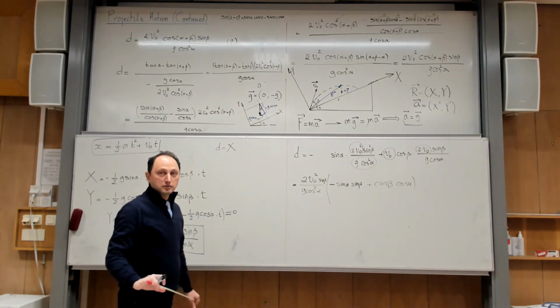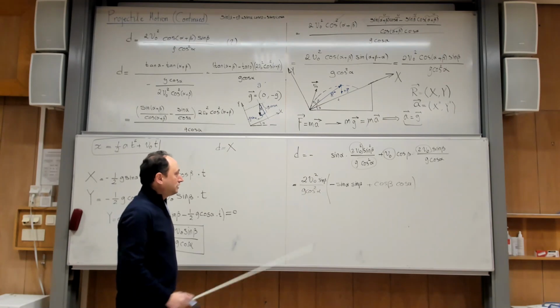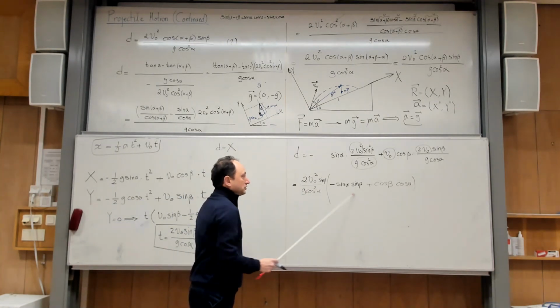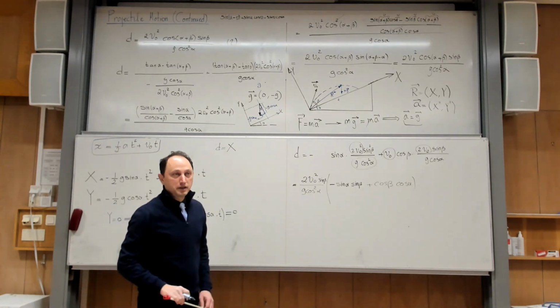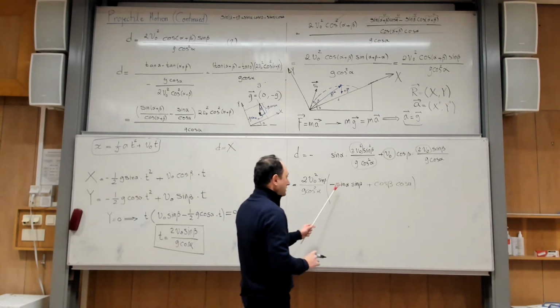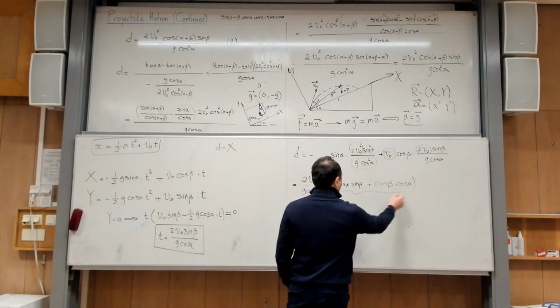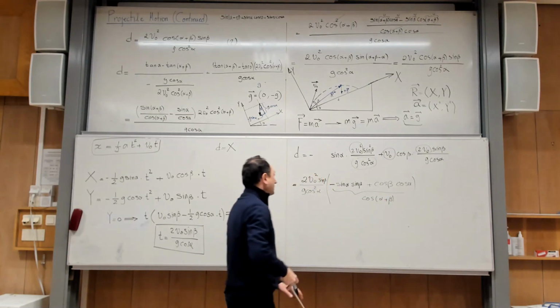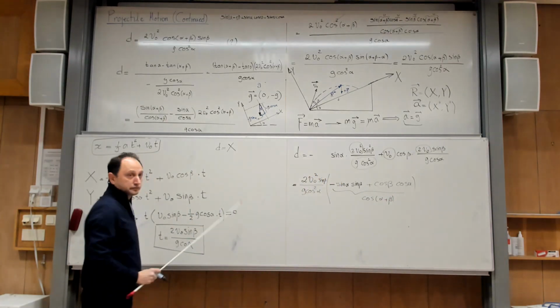Is that understandable? And then this probably is familiar to you. That's the formula of cosine alpha plus beta. Yes? This negative, it becomes cosine alpha plus beta. So this becomes cosine alpha plus beta. And that's exactly what we need.